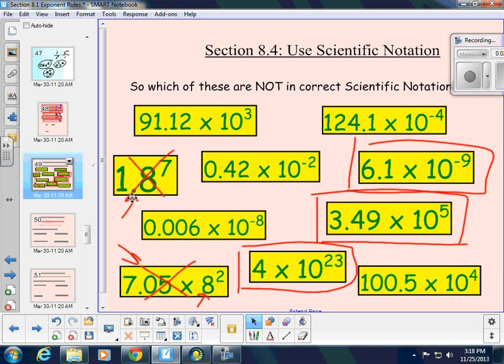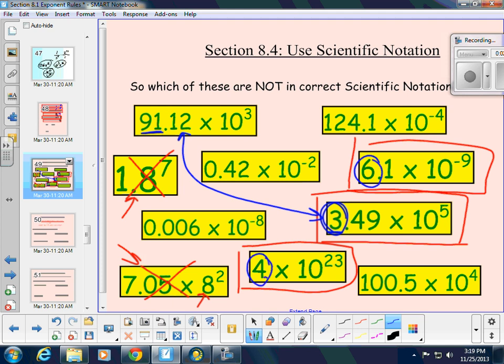As you look at the other ones, you may wonder which ones are scientific notation, and why some of these other ones are not. We'll talk about that on the next page too, like the definition of what scientific notation looks like. But why is this a little different than this? Well, you notice this has 91.12 times 10 to the 3rd, whereas this is just 3.49 times 10 to the 5th. What has to happen for scientific notation is we can only have one number to the left of the decimal when we rewrite something in scientific notation. And even this one, the decimal would be right next to it, so this would be 4.0, you could say, times 10 to the 23rd.